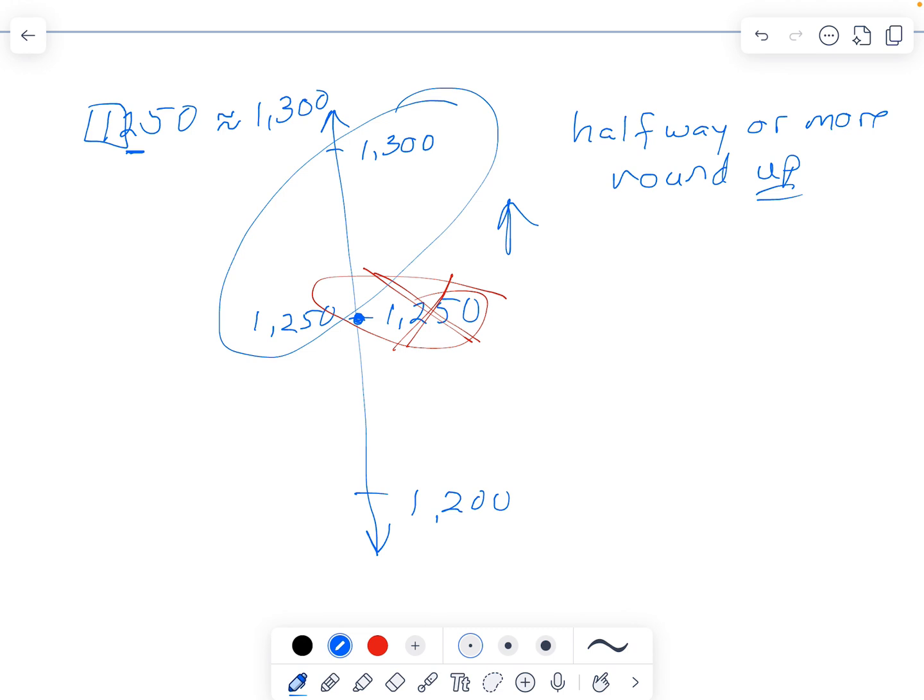All right, so maybe you want to practice on your own. Grab a few numbers, throw some dice, use some cards, come up with some numbers, and round them.